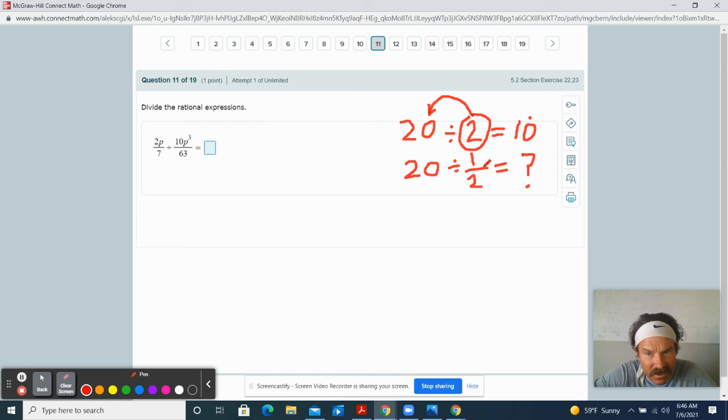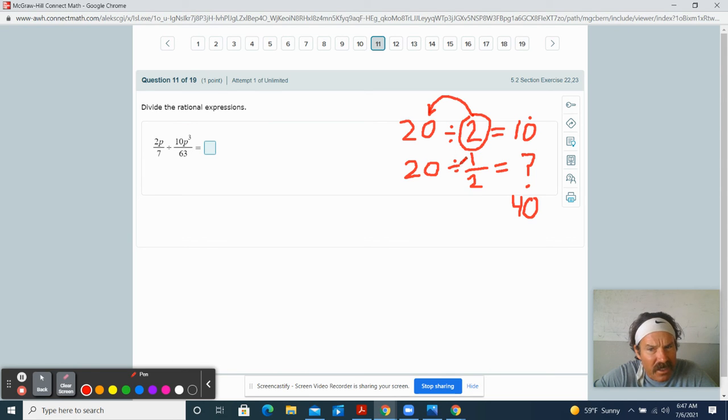How many halves are inside of 20? If you had 20 donuts, 20 Krispy Kreme donuts. I'm making you guys hungry now. I know. If you had 20 Krispy Kreme donuts, how many half donuts are inside those 20? Yeah, 40. There's 40 half donuts inside of 20 donuts.